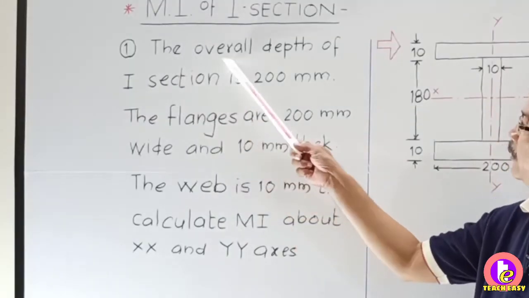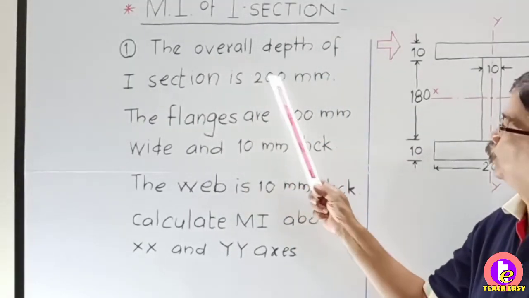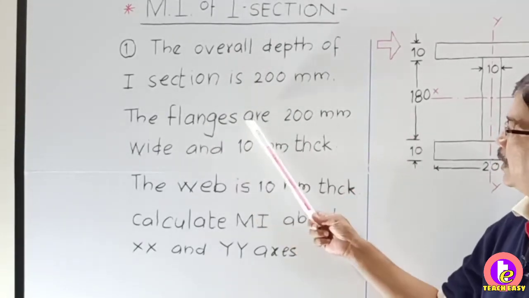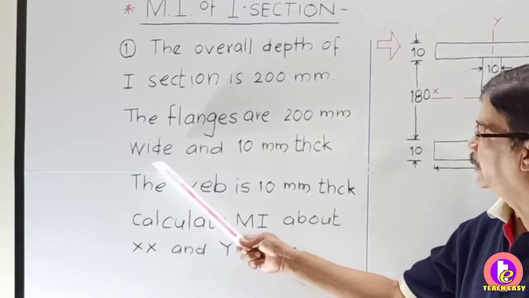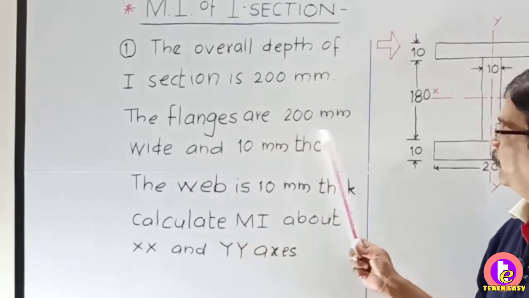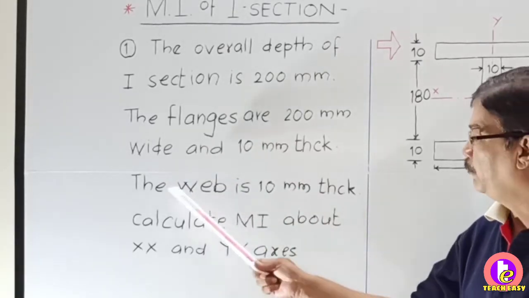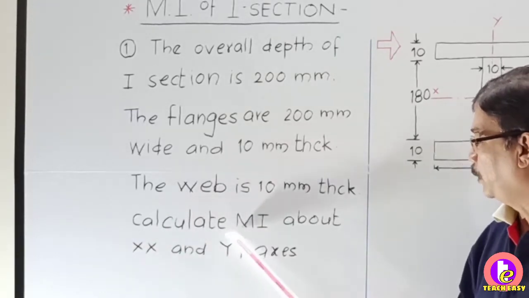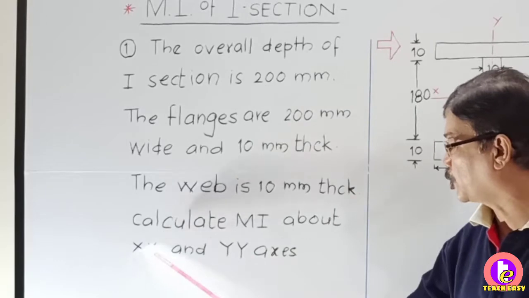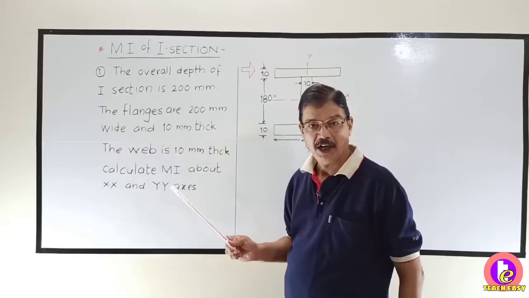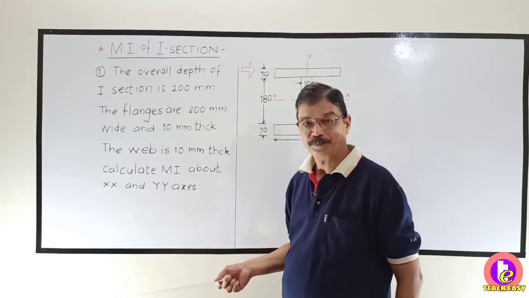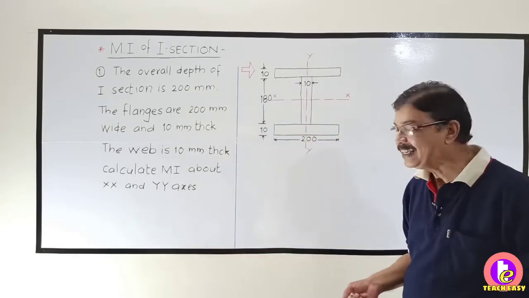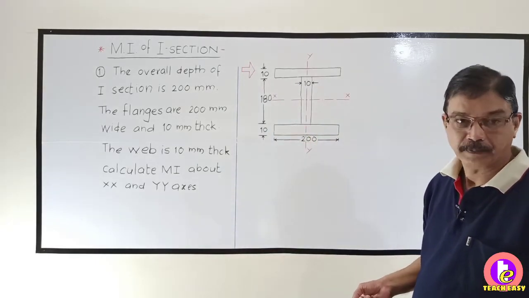The overall depth of I section is 200 mm. The flanges are 200 mm wide and 10 mm thick. The web is 10 mm thick. Calculate the moment of inertia about xx and yy axis. Let us first draw the figure of I section. It is known as I section because it looks like the alphabet I.